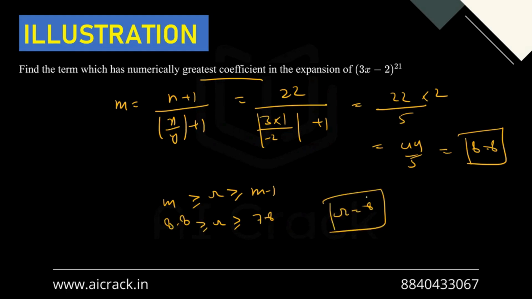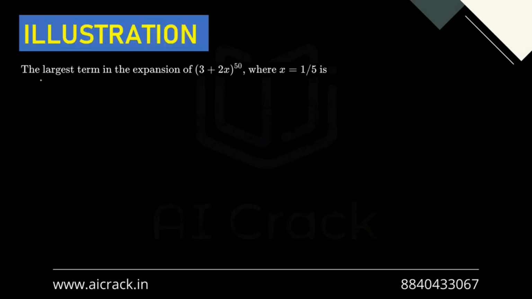Now we have got the value of r. So we have to find out the numerically greatest term. For that we have to do T(r+1) and write the general term, right? That you can do. Now let us look at this example. The largest term in the expansion, we are talking about the term over here. The largest term in the expansion of (3 + 2x) raised to power 50, where x equals 1 by 5, is. So they have given the value of x because we have to consider the value of x over here to find out the largest term, not the coefficient, right?